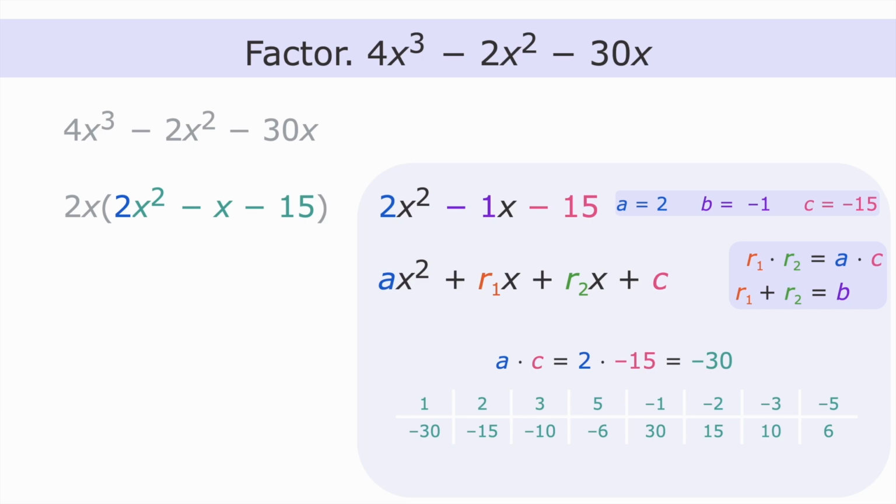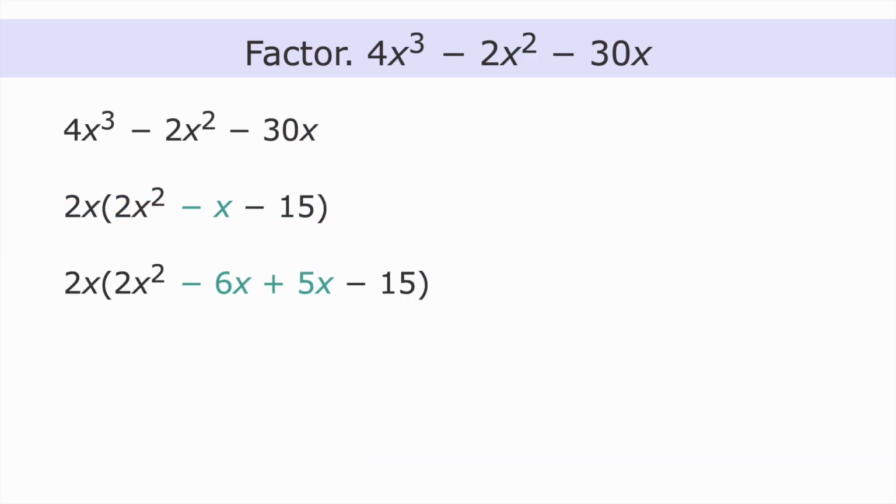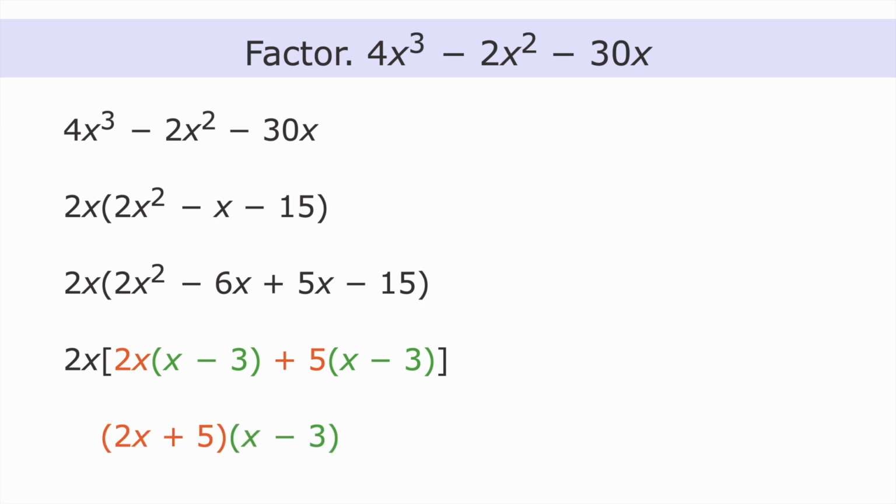Now, we're looking for factors of ac that sum to b, which is negative 1. Which of these factor pairs add to negative 1? That's right, negative 6 and positive 5. Let's rewrite our quadratic as 2x squared minus 6x plus 5x minus 15. Now, we'll factor by grouping the first 2 terms and the last 2 terms. The first 2 terms have a common factor of 2x, and the second 2 terms have a common factor of 5. Notice that the expressions inside these parentheses match, so we can factor that out and we end up with 2x plus 5 times x minus 3. Don't forget that 2x in the front that we factored at the beginning, so our final answer is 2x times 2x plus 5 times x minus 3.